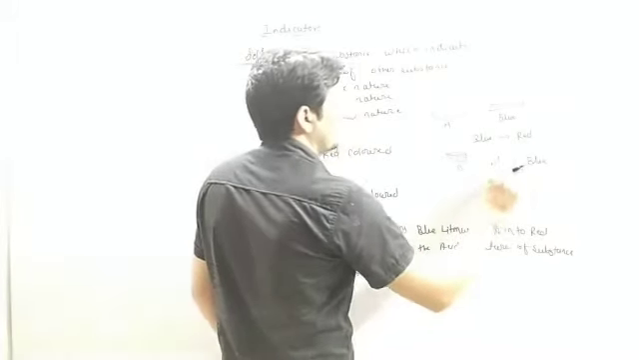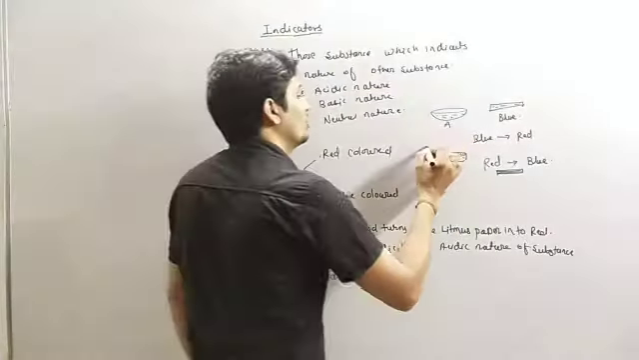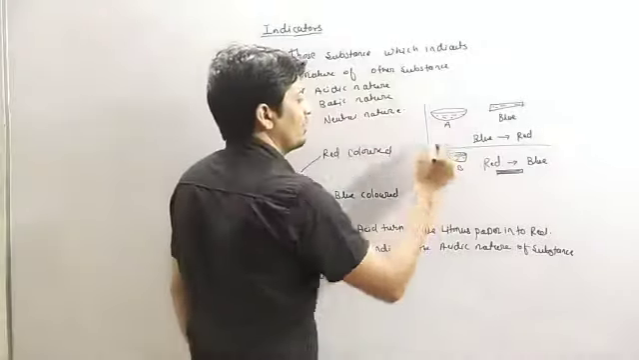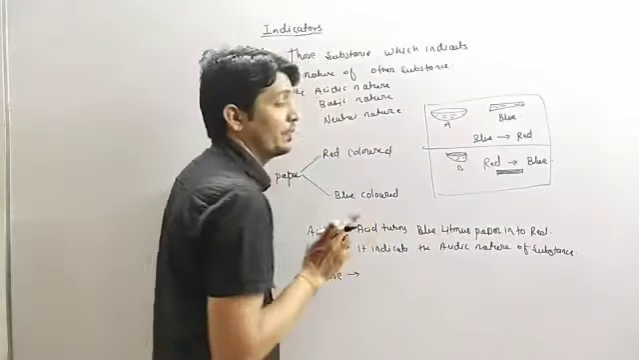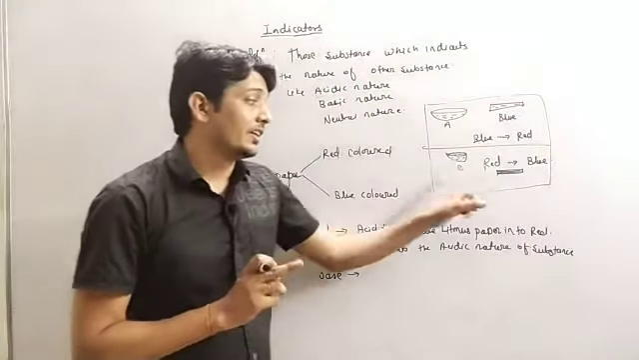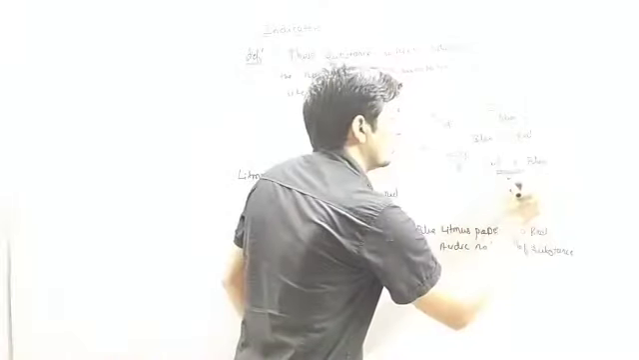Okay, if we take one of the strips and dip it into the substance or sample substance, then it turns from red to blue. That means we can write here blue or red.